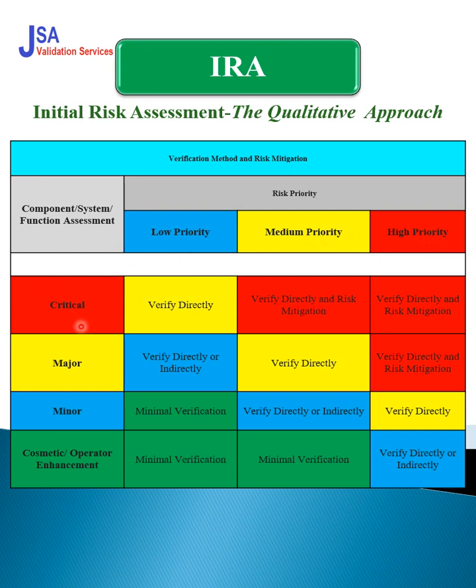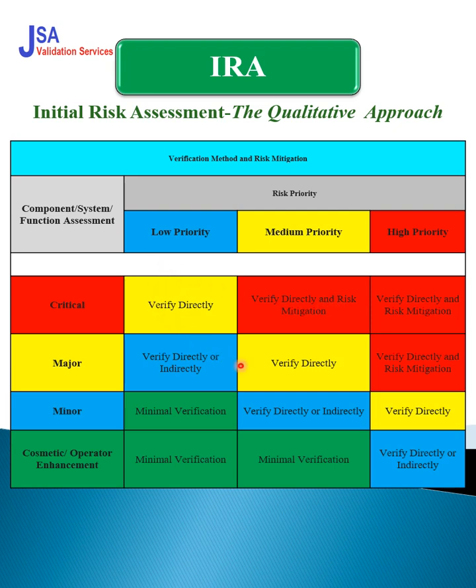If it is a critical component and low priority, then it will be verified directly. If it is medium priority, then verify directly, and a risk mitigation plan should be there. You have to challenge that requirement, that component. You have to challenge that procedure. You have to challenge that system. You have to challenge that it is in place and functional.